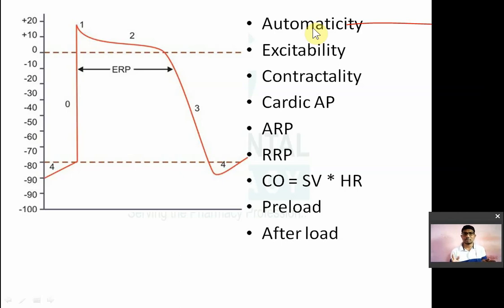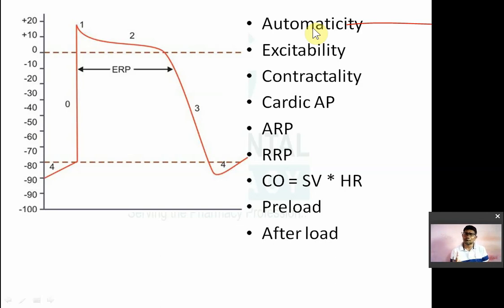Your heart is made up of two types of cells. The first type is responsible for the generation and transmission of impulses. These cells have the property of automaticity. The other type is the muscle cell, responsible for the contraction of your myocardium. Myocardial muscle contracts because it has the property of contractility.